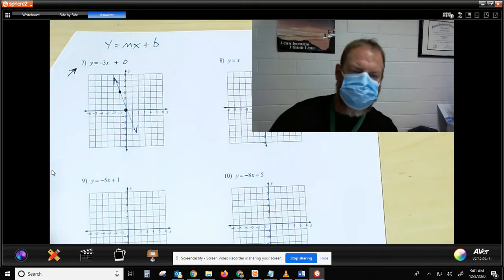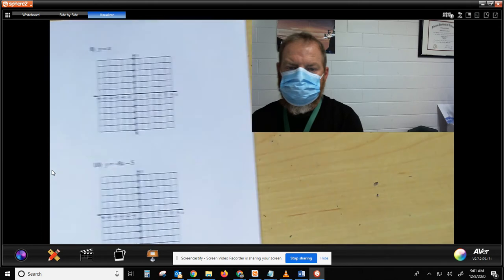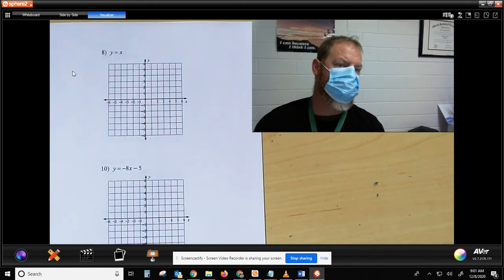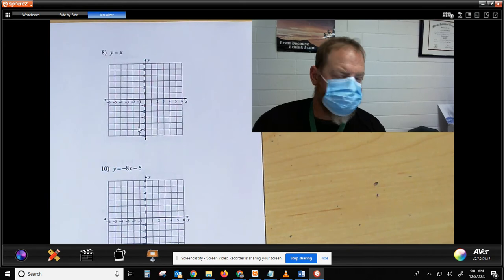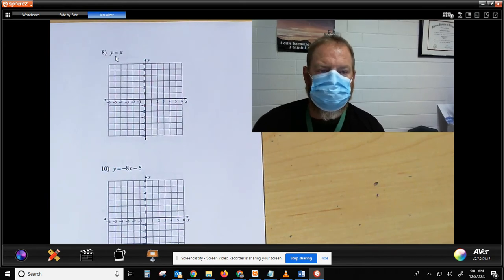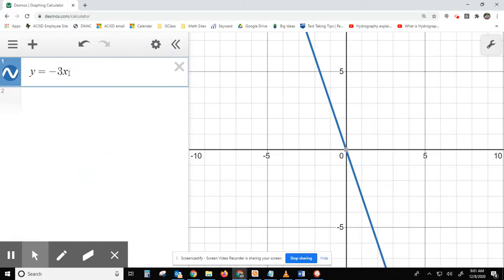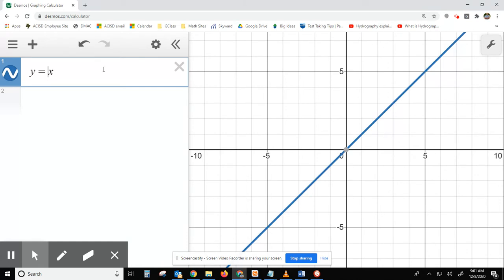All right, without so much talking, less talky, more worky. Let's just, I'm a student at home. I'm looking at number 8, y equals x. This confused some people. I'm going to bring that up. Okay, all I have to do is change this. This is y equals x.